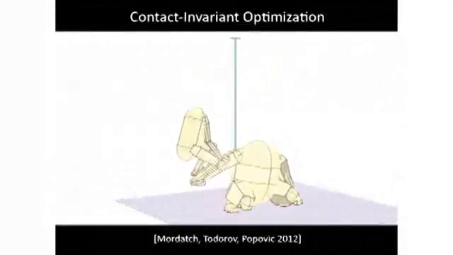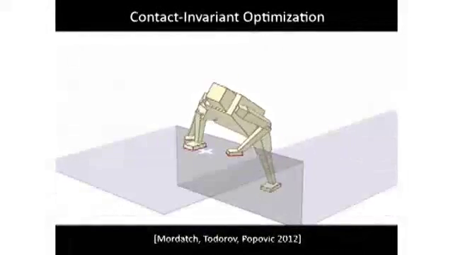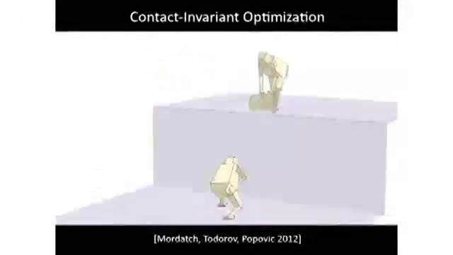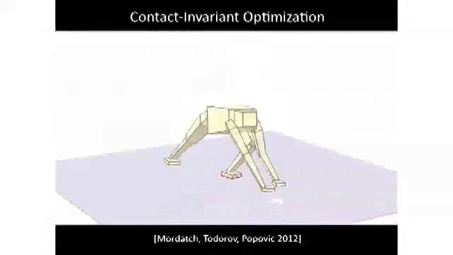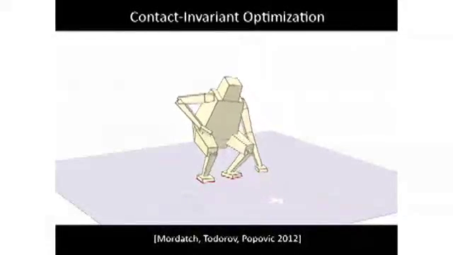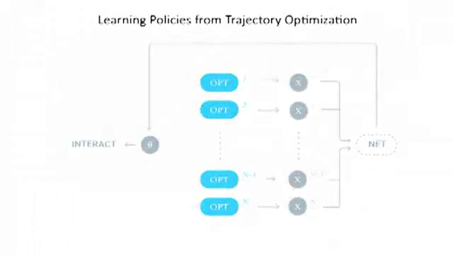But each of these movements that you see is only specific to a particular situation where the character starts at a particular initial state and has a particular goal. But what we're after is learning policies that are applicable everywhere, not just for one situation. So what's one way that we can think about going about learning these policies?